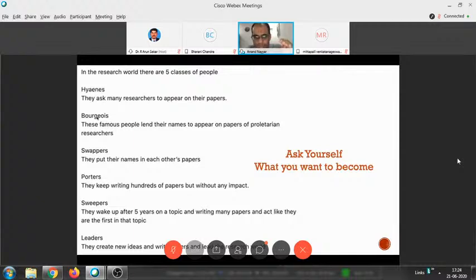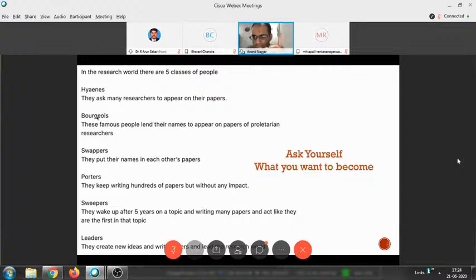So porters, they keep writing hundreds of papers and they don't think about whether one of their papers is having a good impact or not. Publishing 100 papers is not a big deal. Publishing 500 papers is not a big deal, but publishing one paper that is creating a good impact on the whole world, that makes sense.